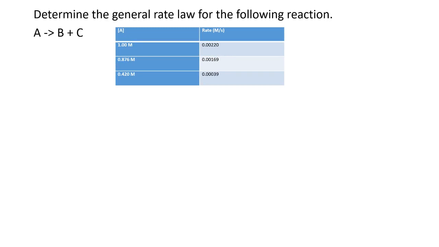So let's look at another example where I've got to determine a general rate law, but the numbers aren't nice and neat. See, here I have concentrations like 1 molar, 0.876 molar, and 0.42 molar, and the rate is 0.00220, 0.00169, 0.00039. Those numbers I can't neatly say, oh, that goes down by half, that doubles. If you have a case like this where you can't tell by inspection, you're going to have to solve it using math. So what we'll do is compare 2 of the rates to each other, and by dividing one by the other, we're going to be able to solve for the exponent that would appear in our rate law. Remember that the general rate law takes the form rate equals K, and in this case, A to the X power.